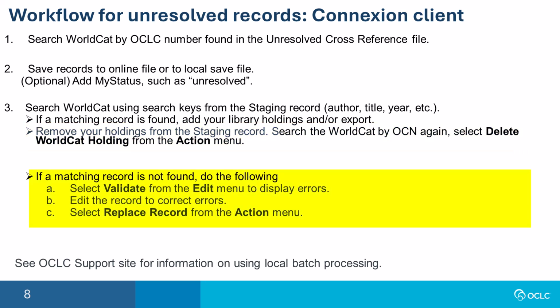If a matching record is not found, select Validate from the Edit menu to display errors. Edit the record to correct errors. Then select Replace Record from the Action menu. The record will be fully indexed in WorldCat and can be exported if needed. If you would like information on using local batch processing to manage unresolved records, please see our support site for documentation.